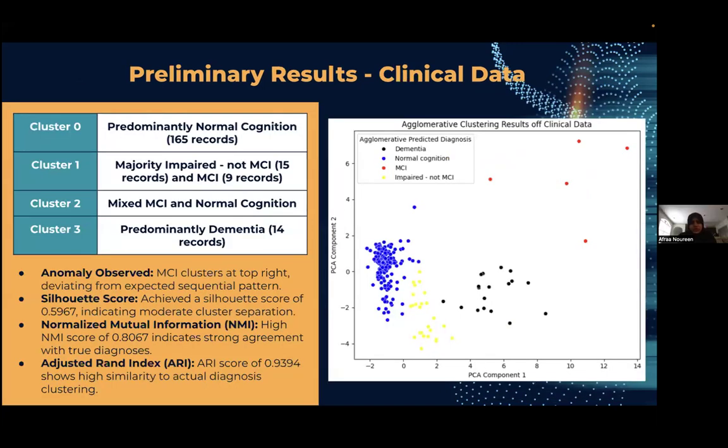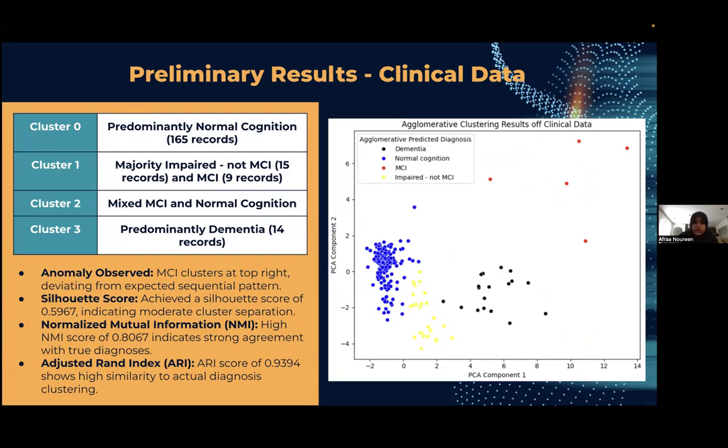Let's discuss the results of our clustering analysis on clinical data, which was done in parallel. We selected the 23 most important features and used PCA to reduce them to two principal components for visualization. We then applied agglomerative clustering with 4 clusters, achieving a silhouette score of 0.59, indicating moderate separation between the clusters.